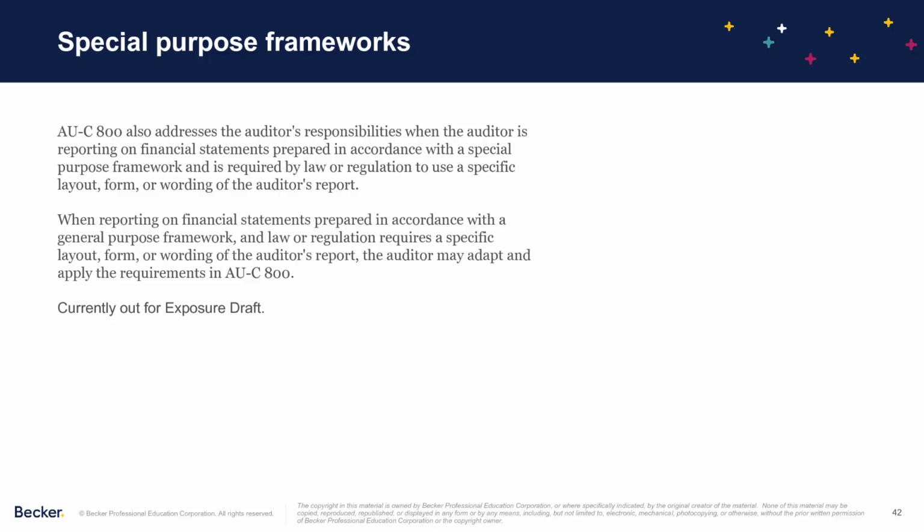When you're reporting on financial statements in accordance with a general purpose framework, or a law or regulation requires a specific layout, then you can also follow AUC Section 800, special considerations related to those items. They also have considerations in 805 related to single financial statements, or if you were doing it on an element, account, or item of a financial statement. So 800 and 805 can come in handy here. If you have a general purpose framework, but you have to do a particular layout or form or wording, then you would also apply 800.